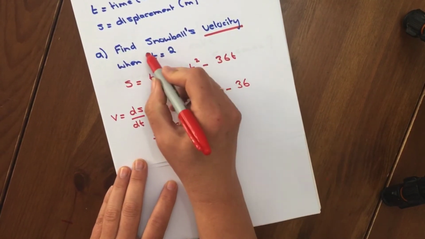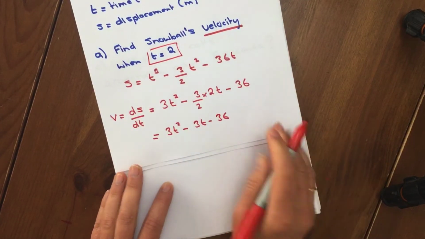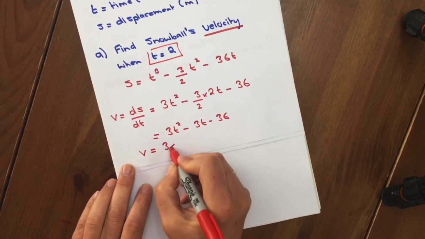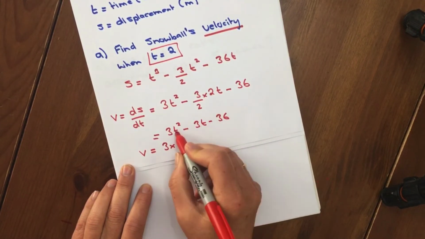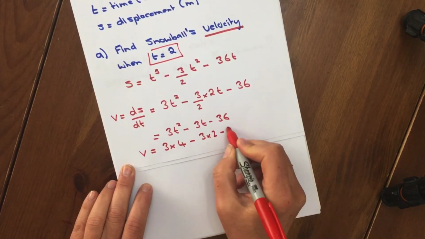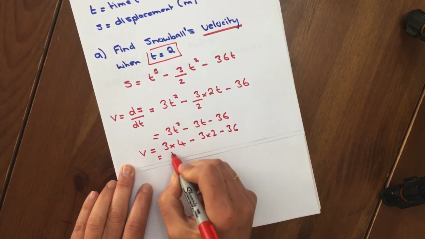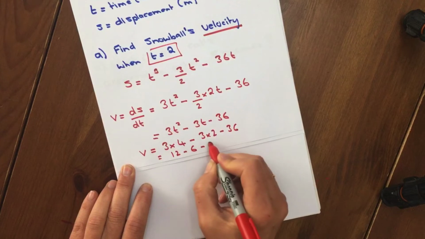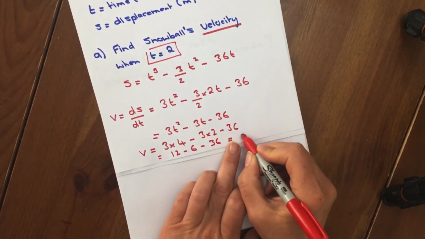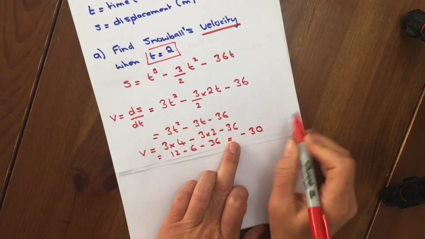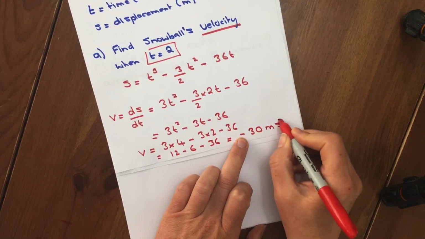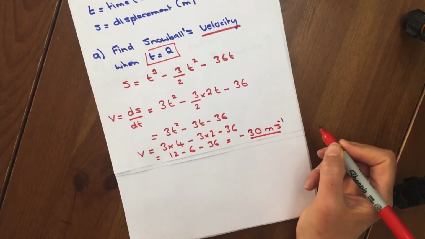Now I want to know what the velocity is when t equals 2. So to find my velocity when t equals 2, I'm just going to put that into the equation. So 2 squared is 4, 3 times 2 is 6, minus 36. I've got 12 minus 6 minus 36. And if I work that all out, I'll have negative 30 meters per second, or meters second to the minus 1.